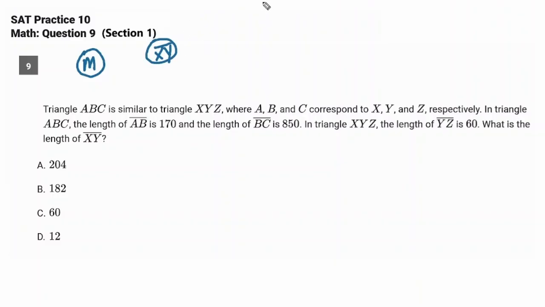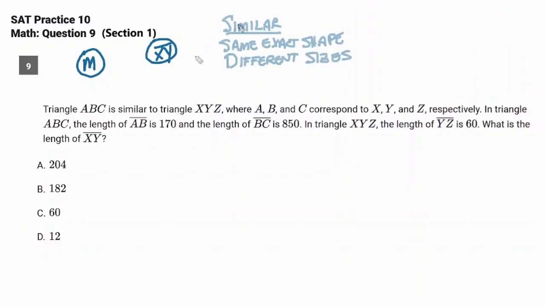We got two problems here. We need to know what similar is, and we don't have any triangles to look at. Similar means same exact shape, different sizes. Great. Where are the figures? Not here, so we're going to draw them. The test makers tell us nothing about the shapes of the triangles, so we're just going to draw them like we're 5 years old.